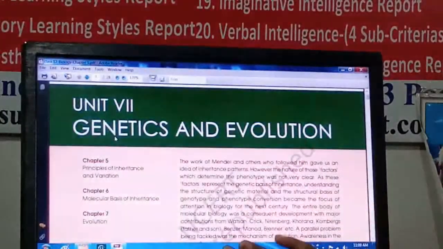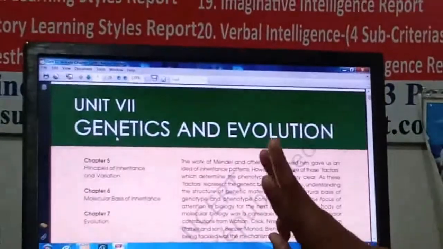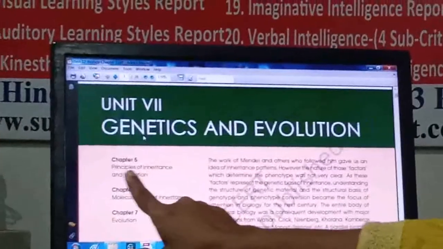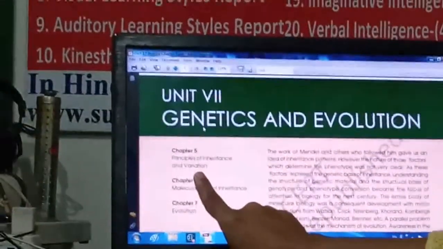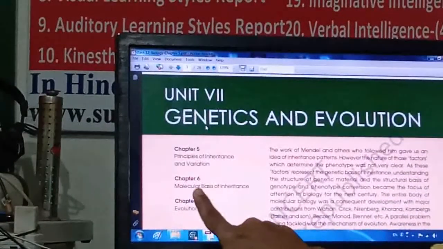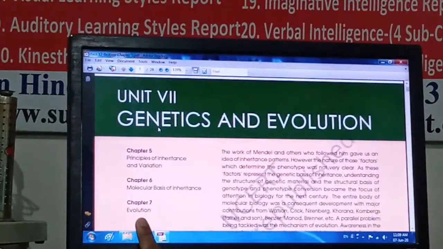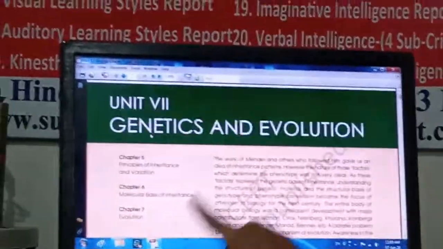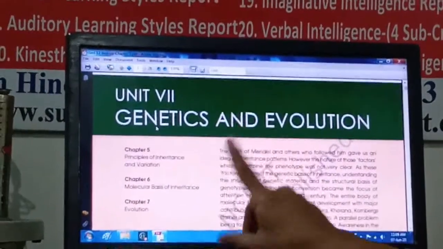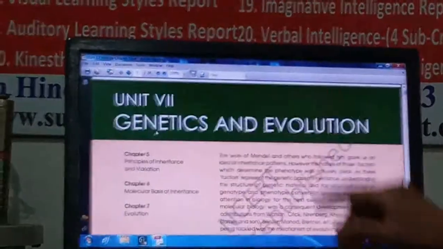Unit 7, Genetics and Evolution. In that we are going to see 3 chapters. Chapter number 5, Principles of Inheritance and Variation. Chapter number 6, Molecular Basis of Inheritance. And chapter number 7, Evolution. This whole unit carries maximum marks, that is 18 marks.